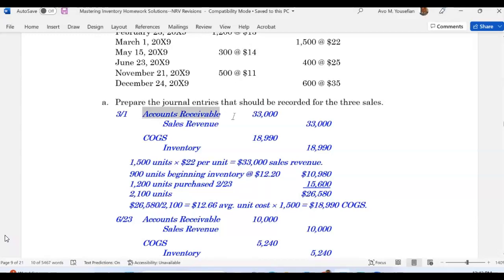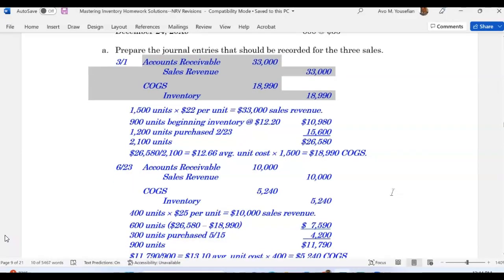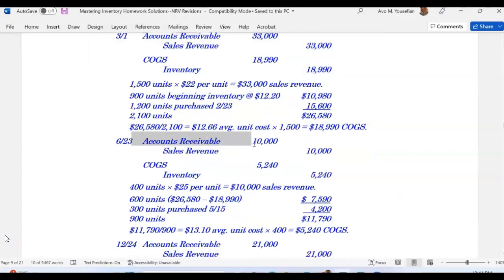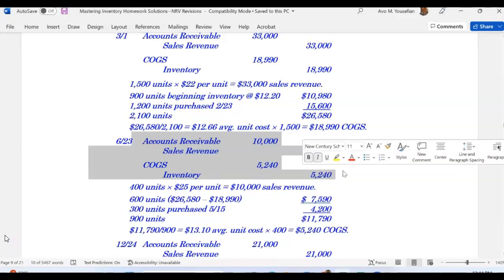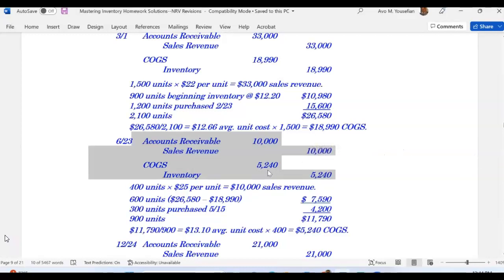So the first one, again, you record accounts receivable and sales. That's a debit receivable, credit sales. And immediately the second journal entry will be cost of goods sold debit, inventory credit. The dollar amounts we have to calculate, and you will see. For the second journal entry, same thing. You debit accounts receivable and credit sales. And the second journal entry recognizes cost of goods sold, which is a debit, and inventory credit to reduce the inventory. So cost of goods sold will increase, and because you sold it, your inventory will decrease.